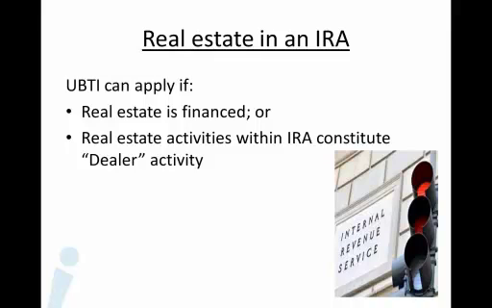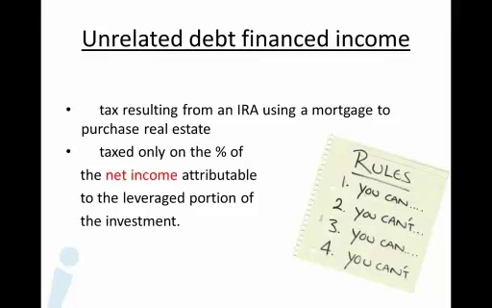So we'll talk about both of these situations because these are by far the two most common situations that my law firm sees when we're dealing with a lot of our clients, self-directing IRAs and using real estate in there. So the first one we look at, and here's this debt-financed income that I was talking about here. So we're talking about a tax resulting from an IRA using a mortgage to purchase real estate. We're only taxed on the percentage of the net income attributable to the leveraged portion of the investment.